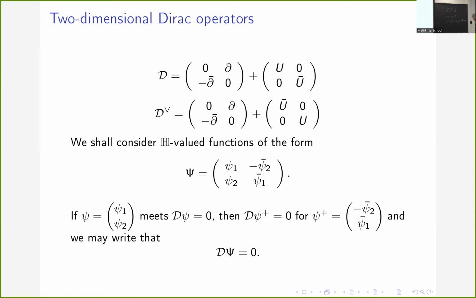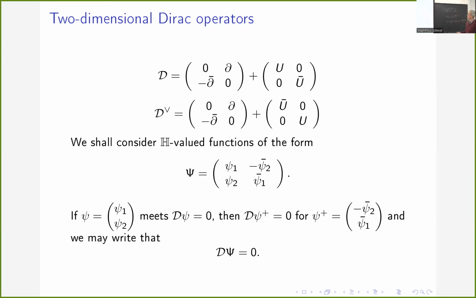And now I would like to show what is the analog of this transformation for two-dimensional Dirac operators, and how this transformation can be explained in very simple geometrical terms.